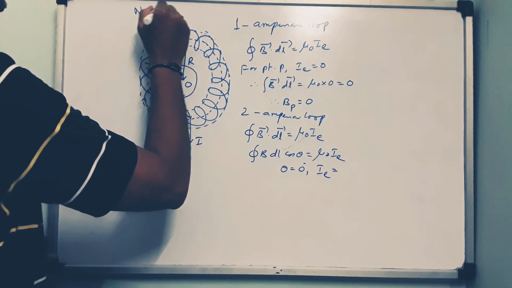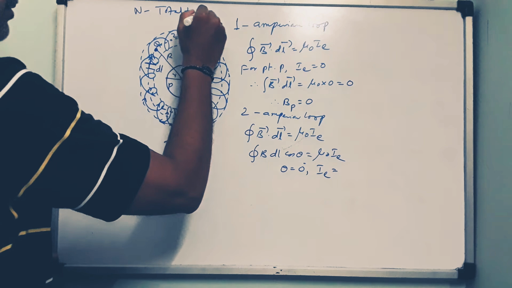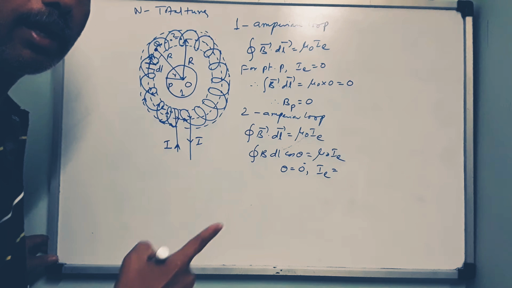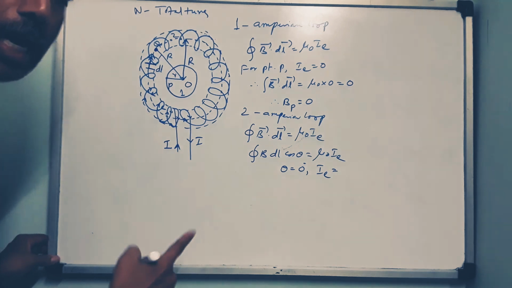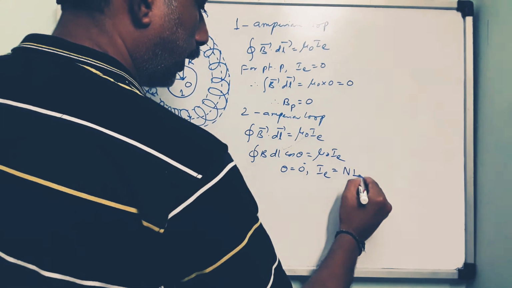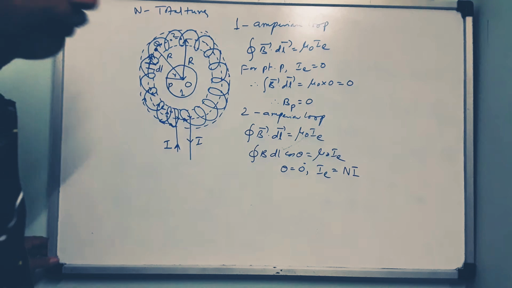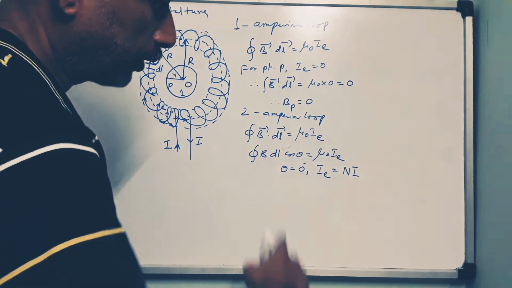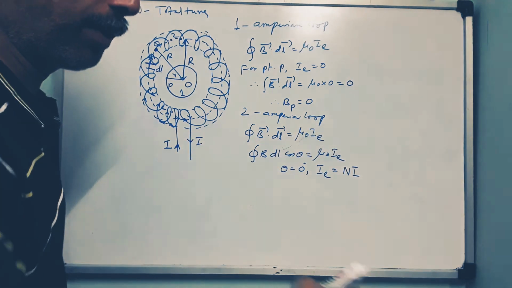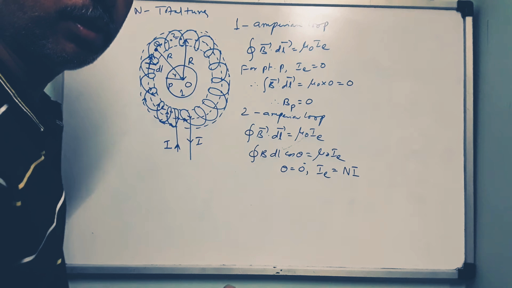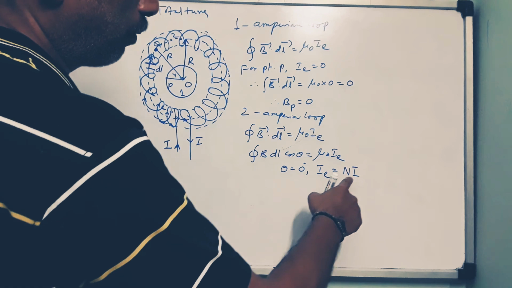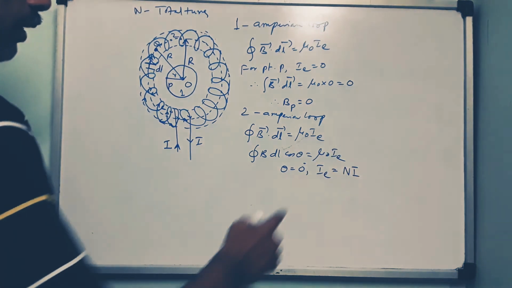N number of total turns. So these N turns that are cut by, or linked by, this Amperian loop will have the total current N into I. This is very important to understand. Each loop will be threading with a current I. Like that, side by side, there are N number of turns. So the total current enclosed by the Amperian loop is the current in each loop multiplied by the total number of turns. So this will be N into I.